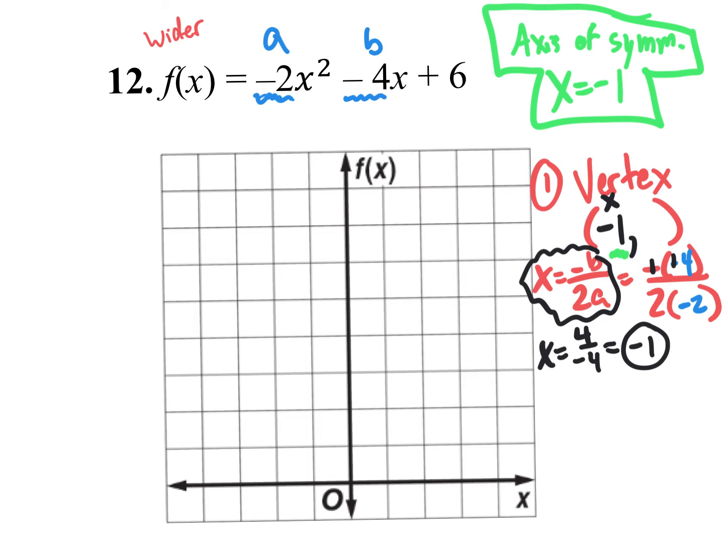Okay, so that's one question: find the axis of symmetry. Another one is find the actual vertex. We already know the x value. When you want to find the y value and you already know the x value, all you have to do is plug it in. It doesn't matter how simple or complicated the equation is.